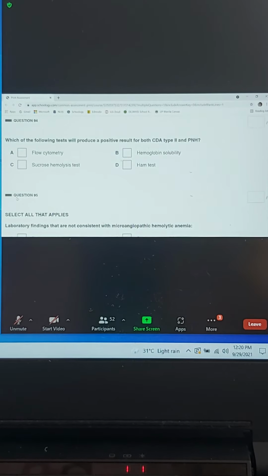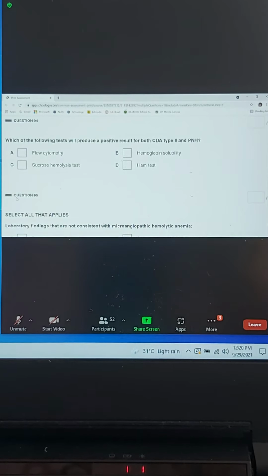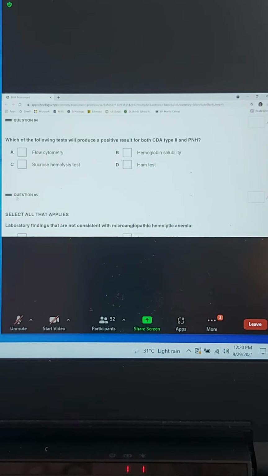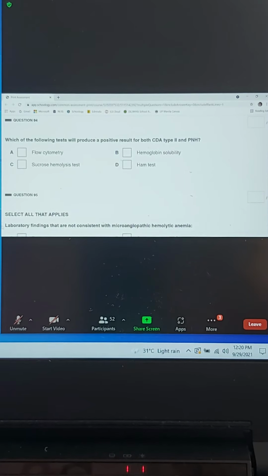Ham test is also known as your Ham's acidified serum test. Yung PNH natin, okay, magka-positive din siya sa Ham's acidified serum test. However, your CDA type 2 will test negative for sucrose hemolysis, while si PNH positive pa rin siya. So, yun.